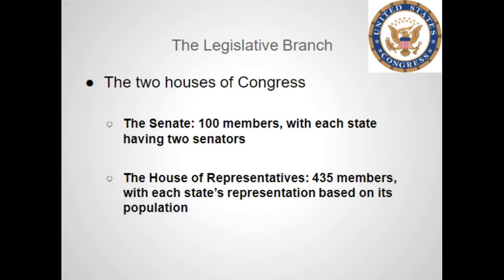And the House of Representatives is based on population, and so we have 435 members, which was set, I believe, in about the 1920s. And so each state's representation depends on their population. So in a larger populated state like California or Texas or Florida, you have more members than in a state like South Dakota or North Dakota or Wyoming or even Rhode Island, because it's fewer people.